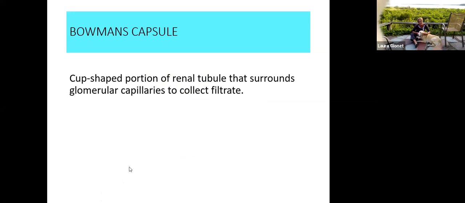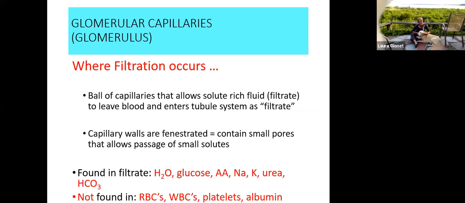All right, so the Bowman's capsule is the cup-shaped portion of the renal tubule that surrounds the glomerular capillaries. It collects the filtrate. That fluid is going to hit the walls as it leaves the capillary network due to hydrostatic pressure, hits the Bowman's capsule, and gets transported into the proximal convoluted tubule. The glomerular capillaries within it are otherwise referred to as the glomerulus. This is where filtration occurs, the ball of capillaries that allow solute-rich filtrate to leave blood and enter the tube system as filtrate.